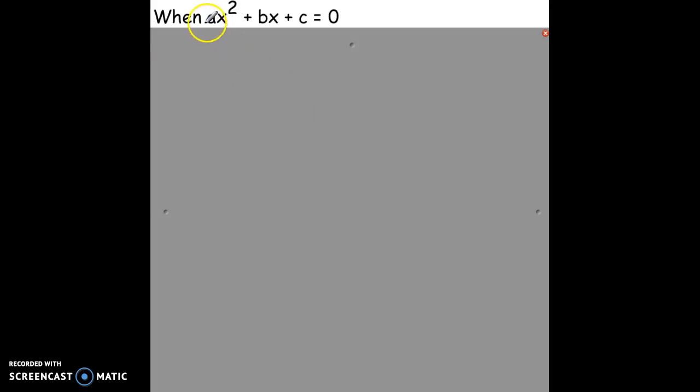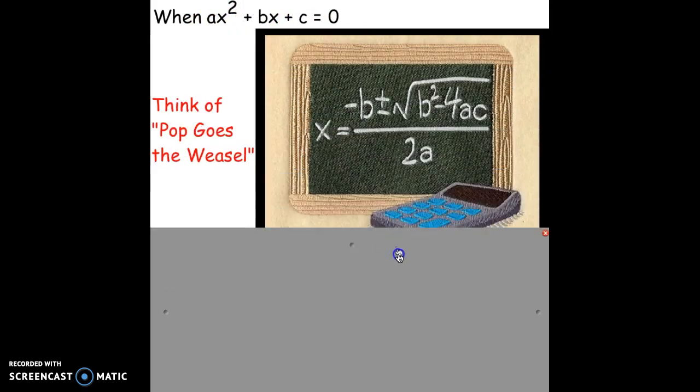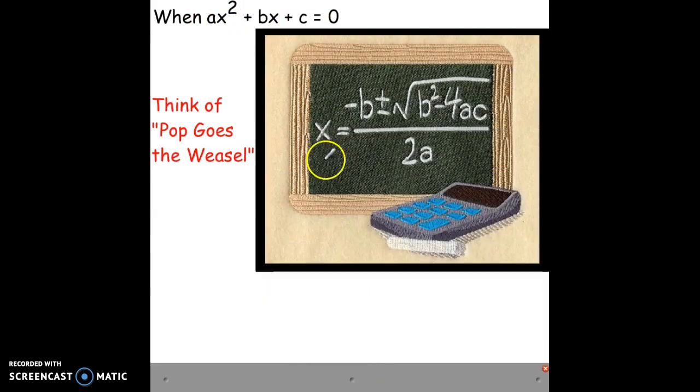So when you have a situation where you have ax squared plus bx plus c equals 0, you are going to have the formula x equals the opposite of b plus or minus the square root of b squared minus 4ac all over 2a.